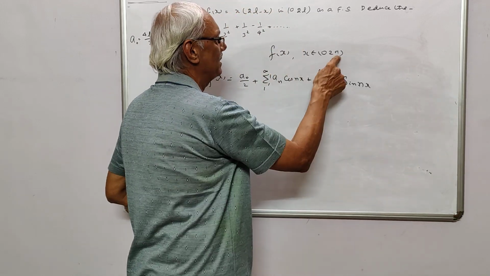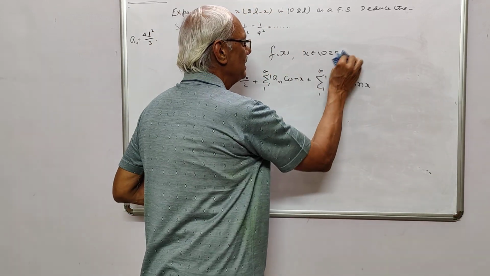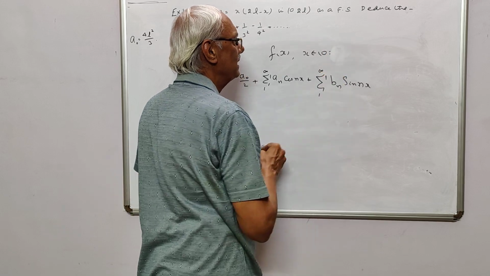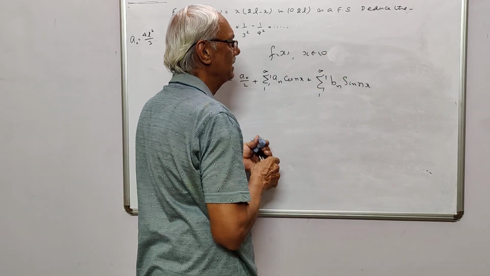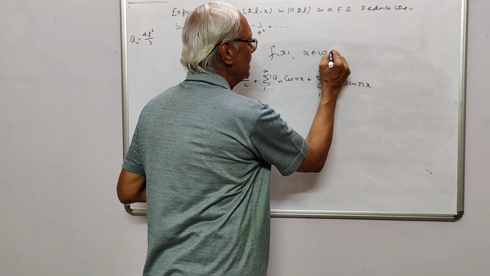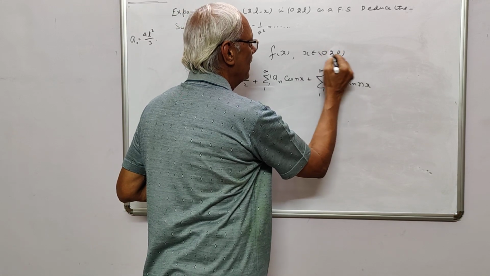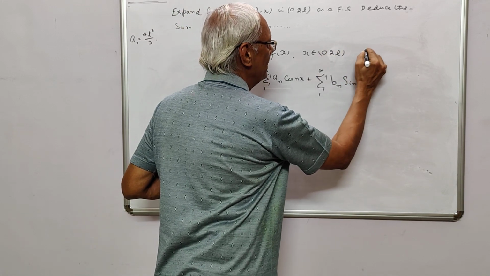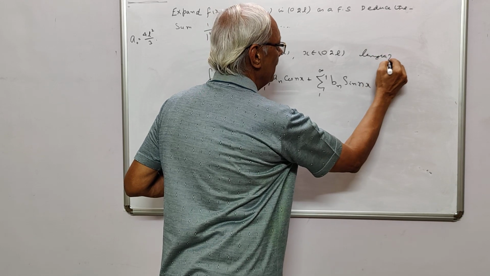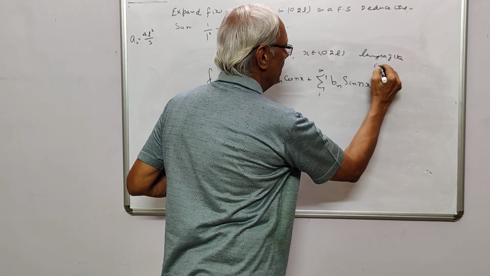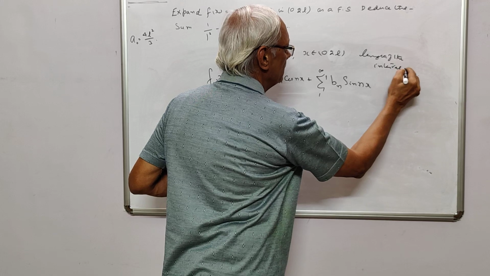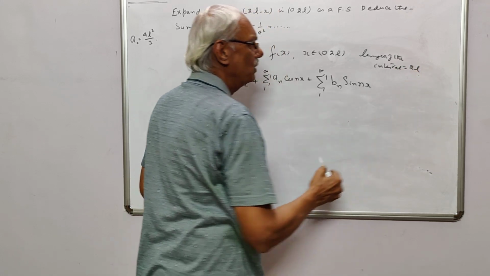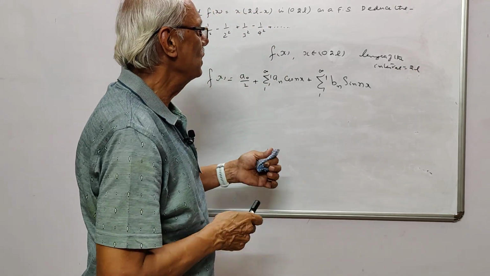Here you see that the length is 2 pi. Instead, in this problem, it is given as 0 to 2l, a general interval. What is the length of the interval? The length of the interval is equal to 2l. So you see that here the length of the interval is 2l.